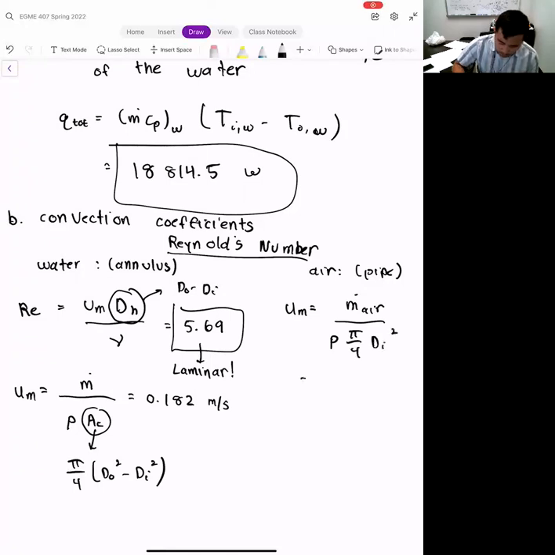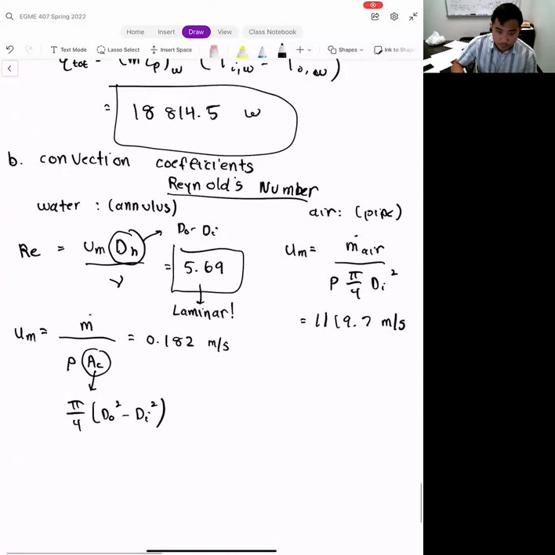Right, and so we end up with a very big number here because the m dot's pretty big and the area is small, and so is the density. And so we end up with 1119.7 meters per second.